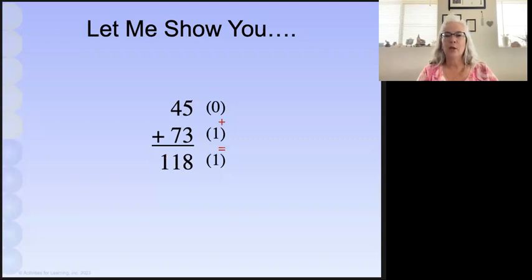And again, I can look at my check numbers. 0 plus 1 equals 1. So this is a correct answer.